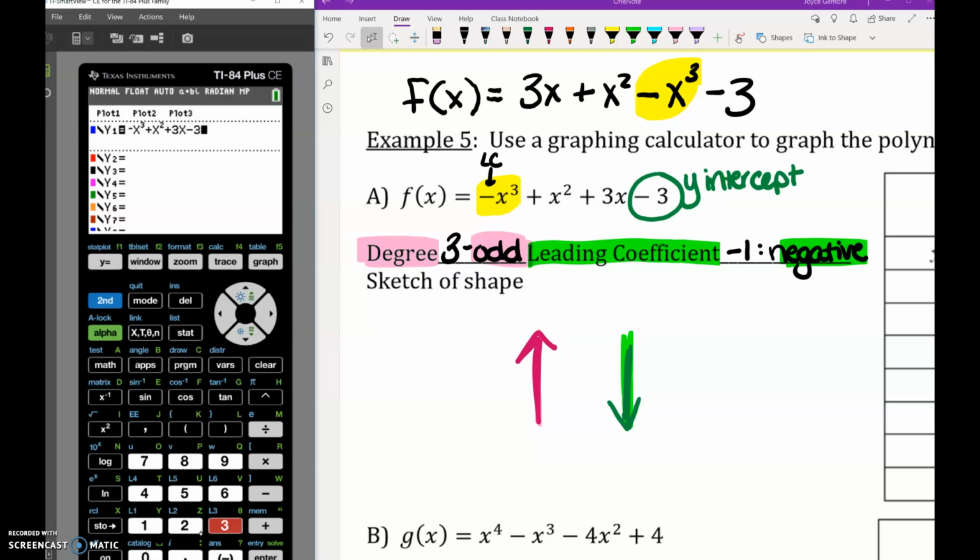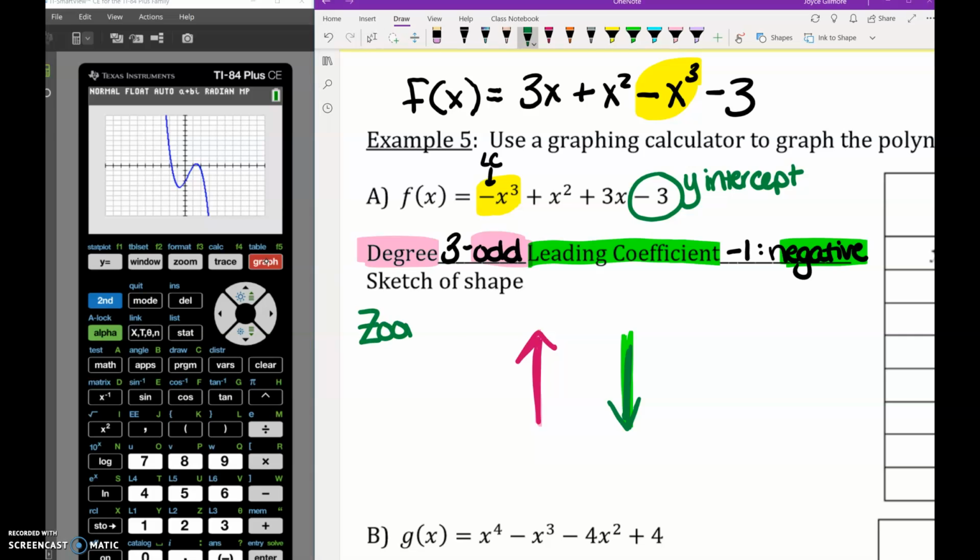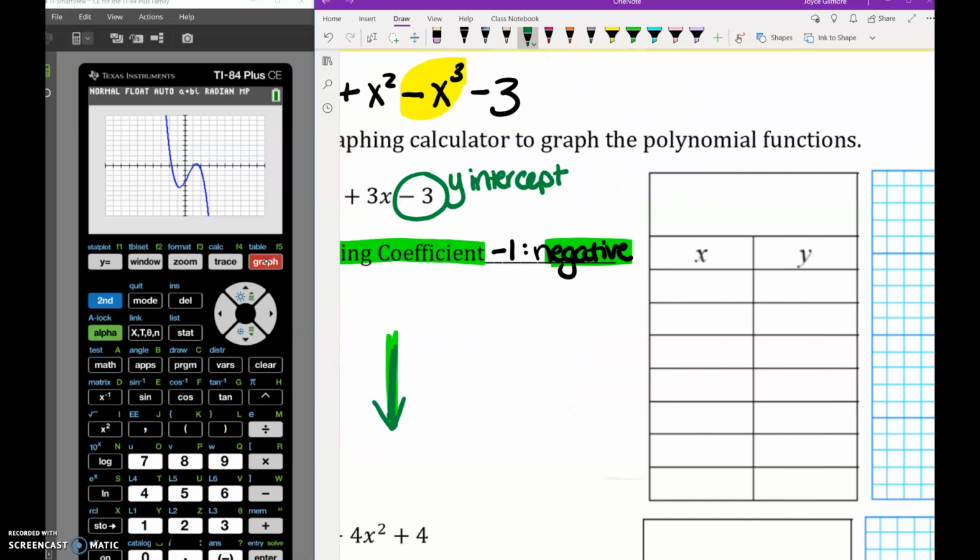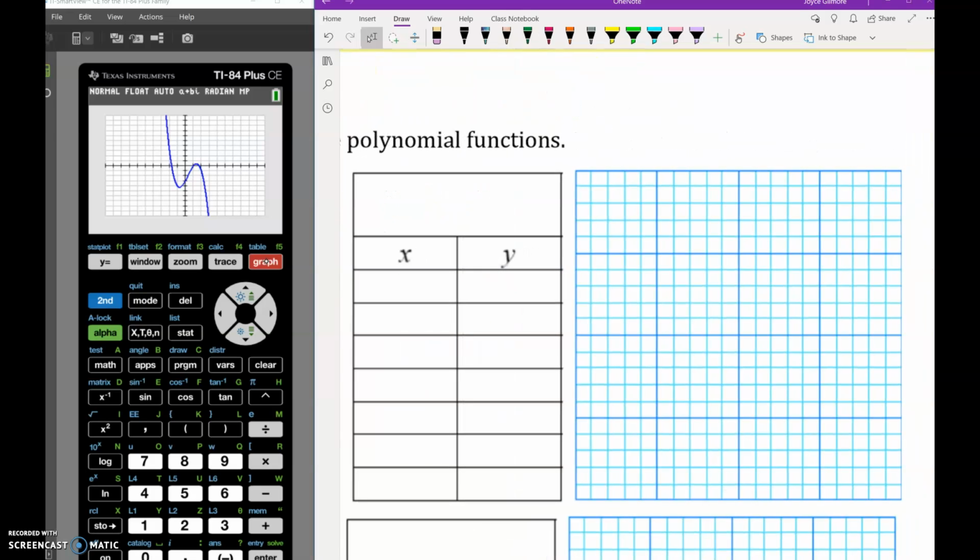You can push the graph button to see it. Sometimes you may need to do zoom 6 to reset the graph. So I'm going to jot that down in the notes. Zoom 6 resets the graph. It resets the window so that it goes -10 to 10, -10 to 10. So this is what our graph should look like. If I ever asked you to actually graph this, let the calculator do the hard work for you.